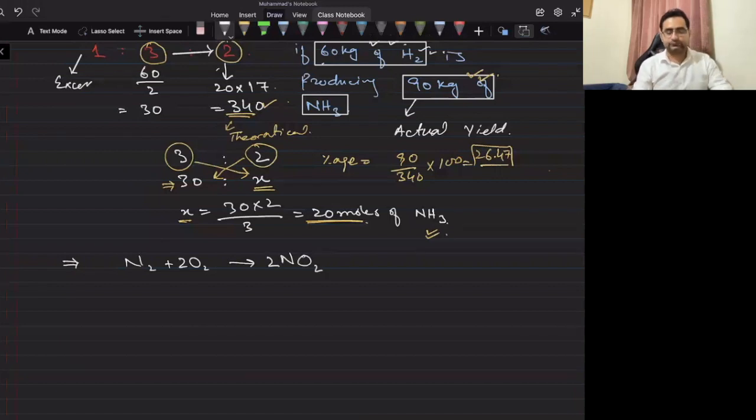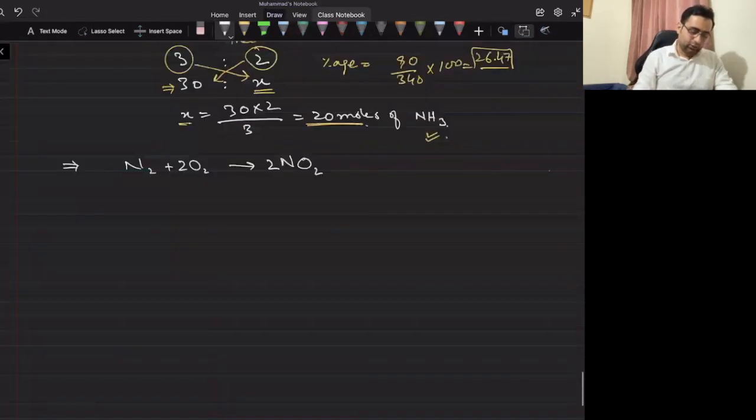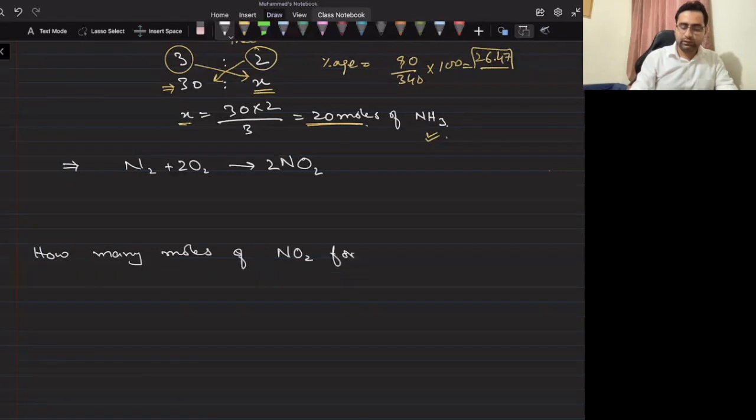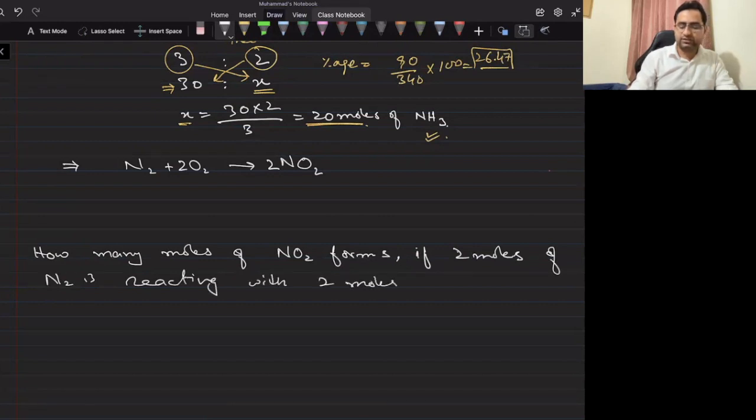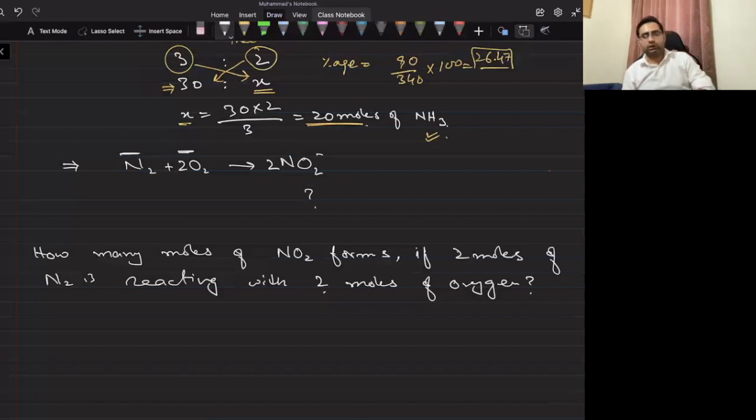So my question is, how many moles of NO2 form if 2 moles of nitrogen are reacting with 2 moles of oxygen? Now keep in mind limiting and excess reactant. There are equal moles of nitrogen and oxygen. How much NO2 should form? You have only 1 minute for this.